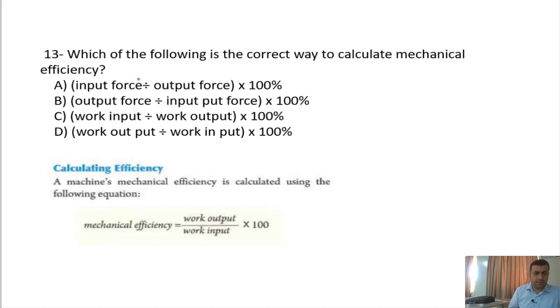Question 13. Which of the following is the correct way to calculate mechanical efficiency? Remember the formula. What is the formula of mechanical efficiency? Mechanical efficiency equals work output over work input times 100. Work output, as you see, over work input times 100. So the answer will be D.